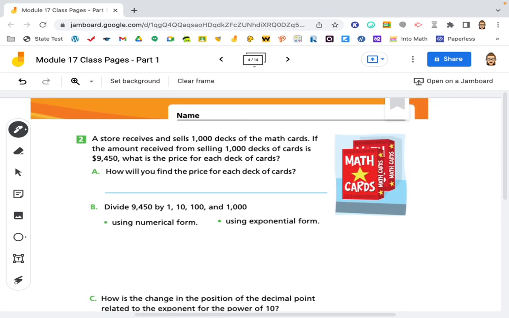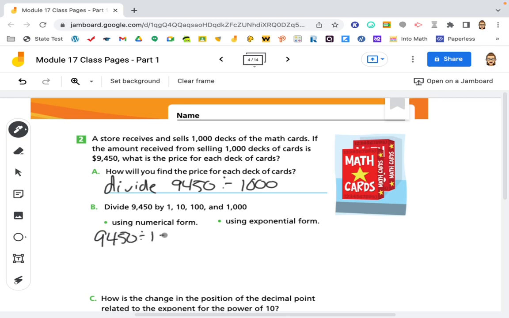A store receives and sells 1,000 decks of math cards. If the amount received from selling 1,000 decks of cards is $9,450, what is the price for each deck of cards? How will you find the price for each deck of cards? Well, we're going to divide 9,450 divided by 1,000. So then it says to divide 9,450 by 1, 10, 100, and 1,000 using numerical form and expanded form. So we're going to do numerical form.